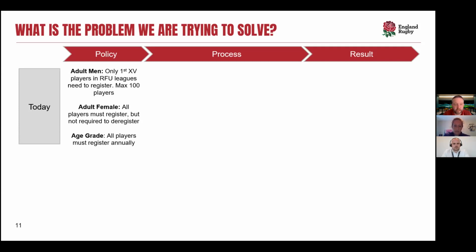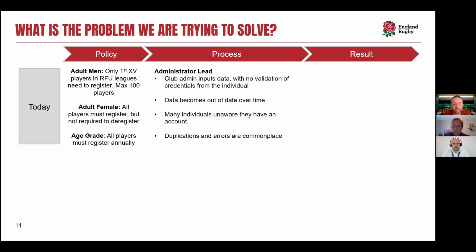So there is a player affiliation, player registration process for age grade players, which requires that to be redone each season. The policies have always been there, and because of that, we have some legacy processes that mean it is a very club admin heavy process. There's been no validation of the credentials from the individual. As we all know, with some of the challenges we may have had in the past around logging in and having duplicate data, data does become out of date, and that causes us challenges and problems.